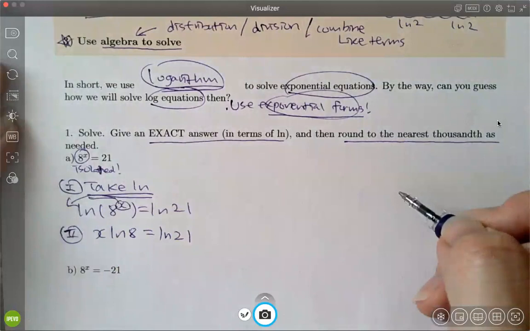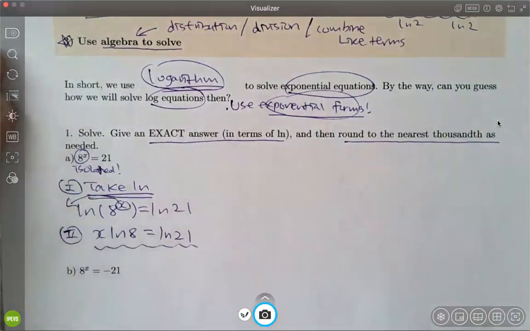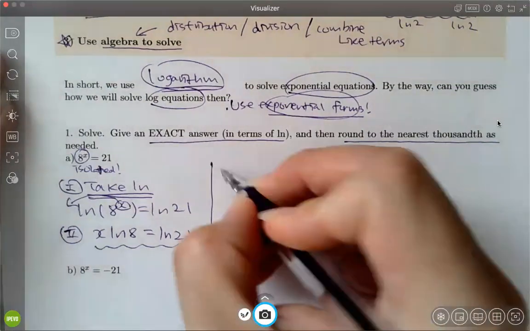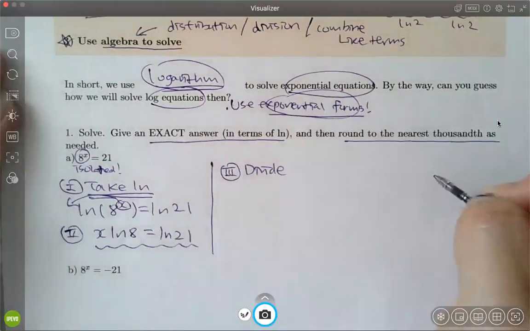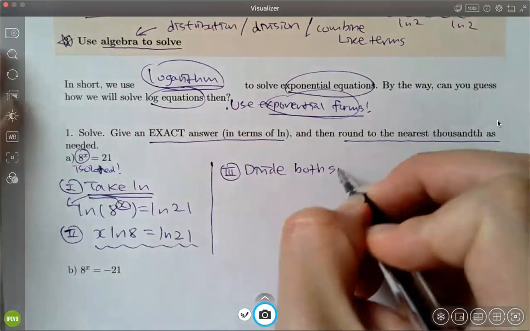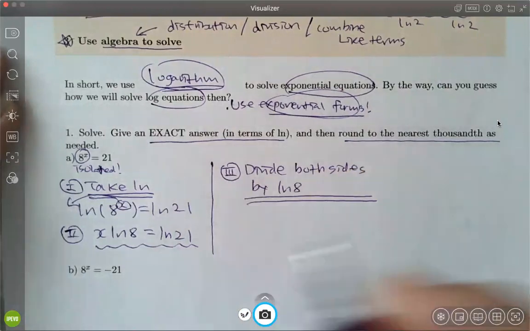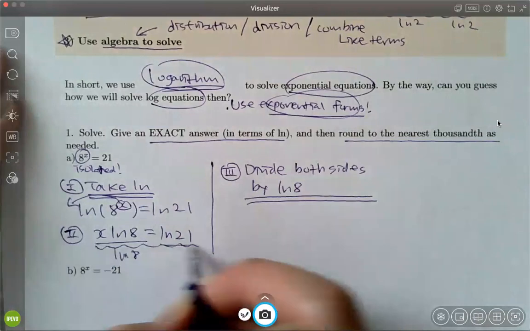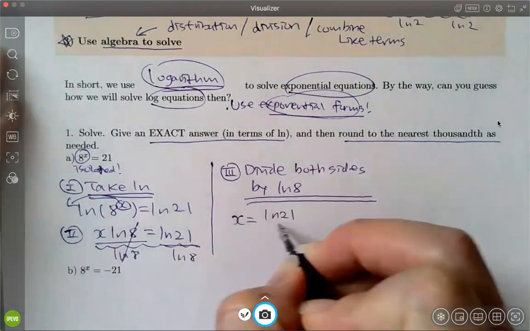Now use algebra to solve. Look at this equation carefully: x ln 8 equals ln 21. How can you isolate x? You have to somehow remove ln 8, right? And what's the only way to remove it? Divide, right? So divide both sides by ln 8. So these two cancel. So x is equal to ln 21 over ln 8.